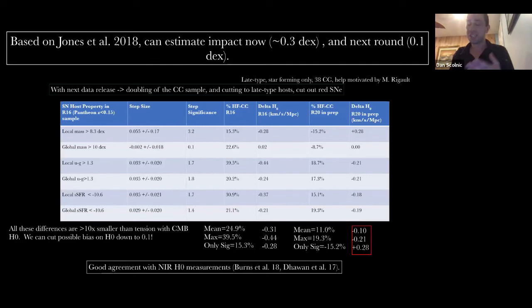So if the tension with Planck is 7 in H naught units, this is just a really small fraction. And we've really done, I think, a good job in making sure that our sample in the second rung and third rung are as similar, so that the bias in H naught is 0.1 or so. This is just not what's going to explain the tension.